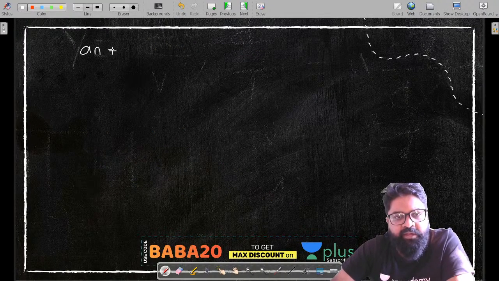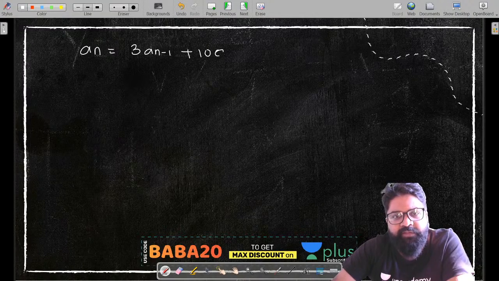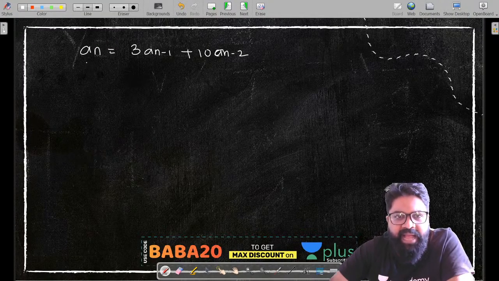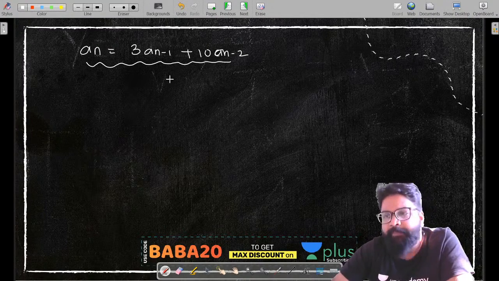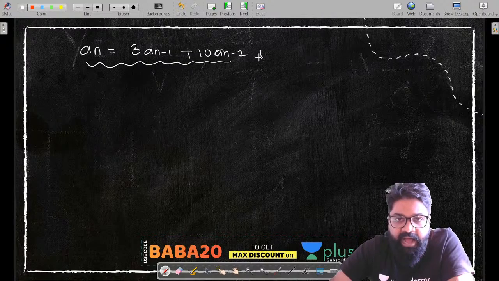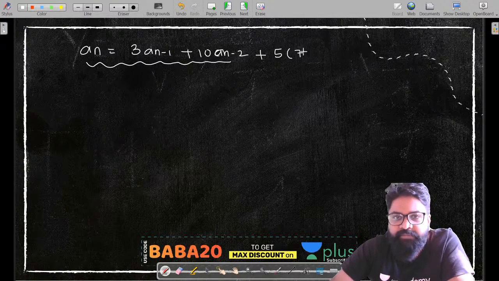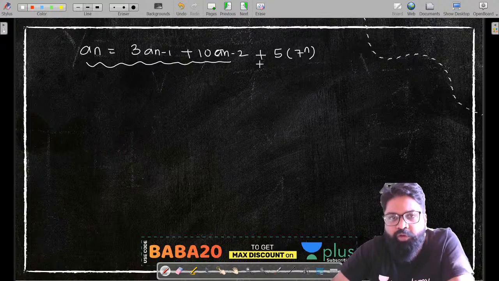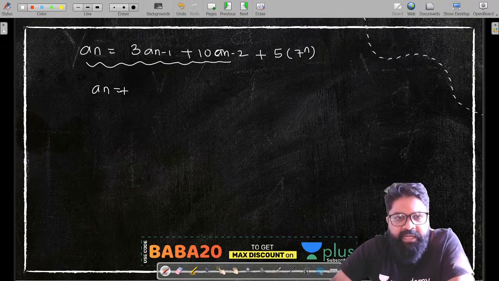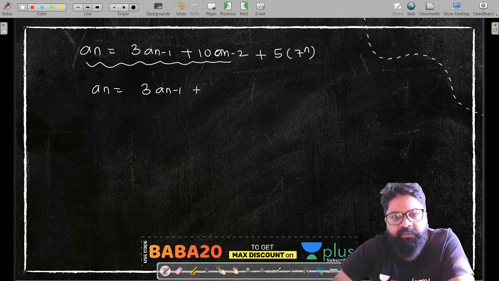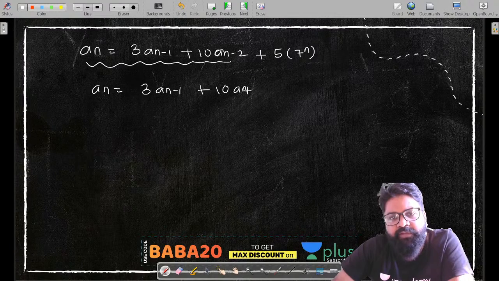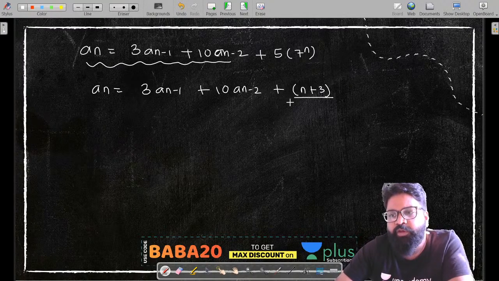If I write a of n plus 3 times a of n minus 1 plus 10 times a of n minus 2, and if I write only up to here, this will be your homogeneous equation. But after that if I write 5 of 7 raised to n, this will become a non-homogeneous equation. If I write a of n, 3 times a of n minus 1 plus 10 times a of n minus 2, and if I write n plus 3, this is basically your non-homogeneous equation.